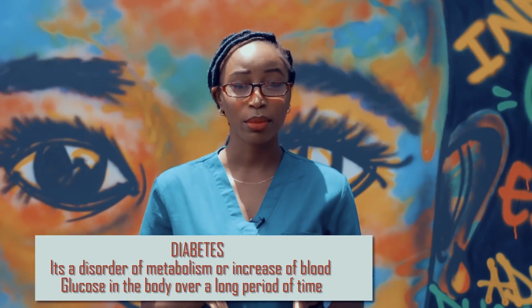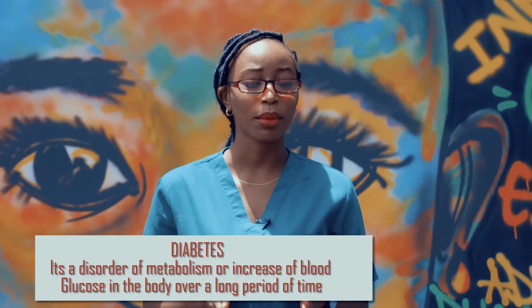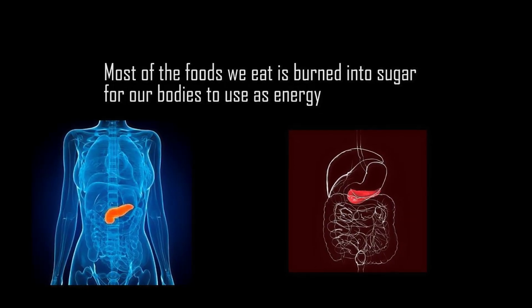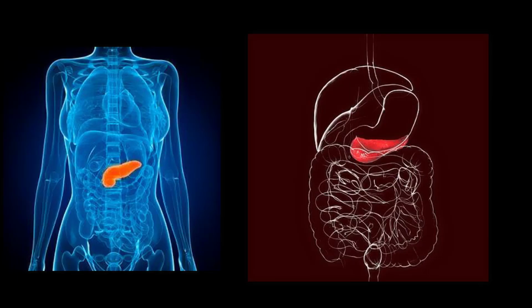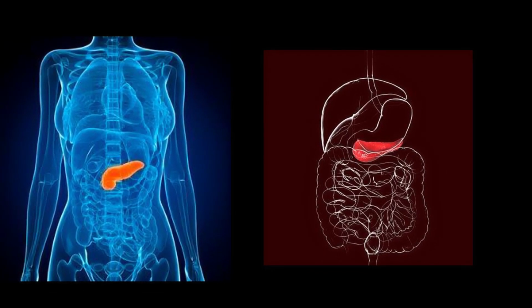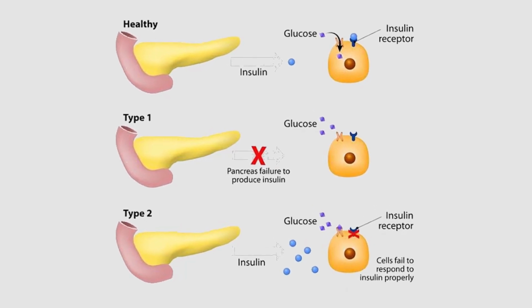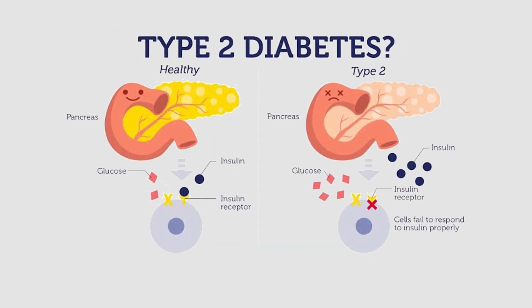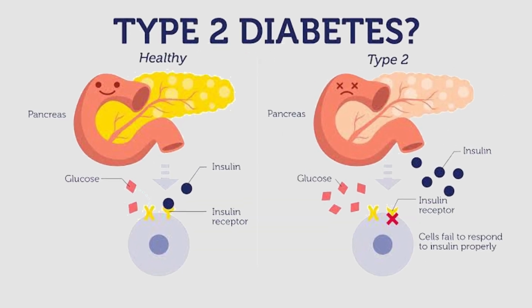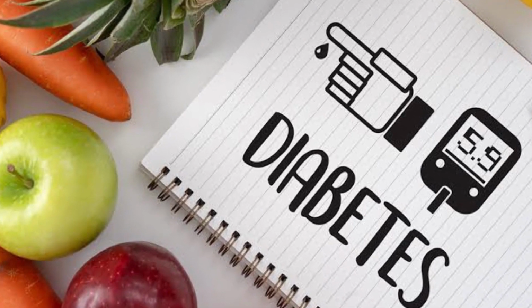First of all, what is diabetes? Diabetes is the disorder of metabolism, or the increase of blood glucose in the body over a prolonged period of time. Most of the food we eat is burned into glucose or sugar for our bodies to use for energy. The pancreas, an organ that lies near to the stomach, makes the hormone called insulin to help glucose get into cells of our body. When you have diabetes, your body either doesn't make enough insulin or can't use its own insulin as well as it should. It causes sugar to build up in your body, and this is why many people refer to diabetes as sugar.